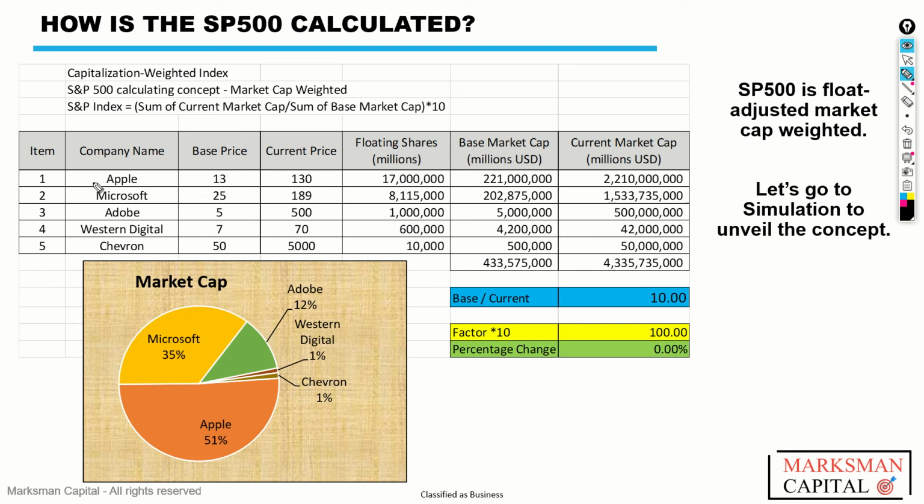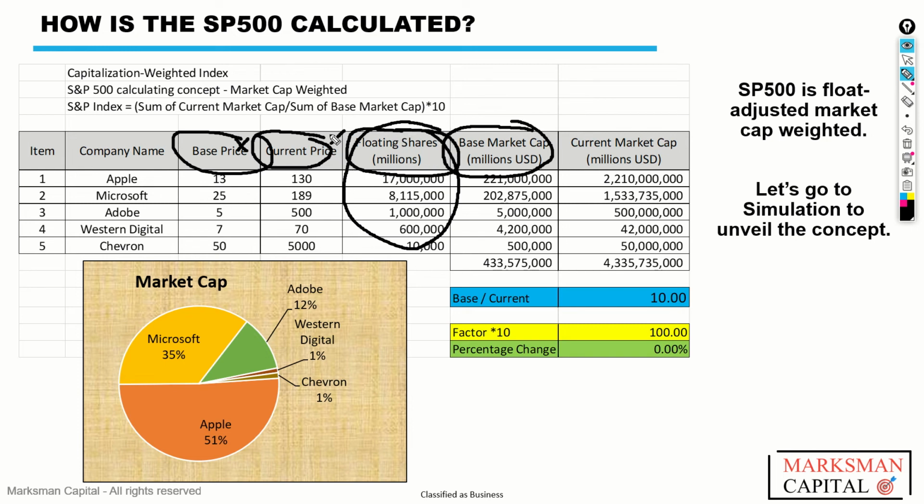Now, for example, I'm just using 5 companies to represent an index right here. So summation of 5 companies, and we would always need to take the base price against the current market price, with the current floating shares. With the current floating shares multiplied by base price, you get base market cap. And with the current floating shares multiplied by the current price, you get the current market cap.